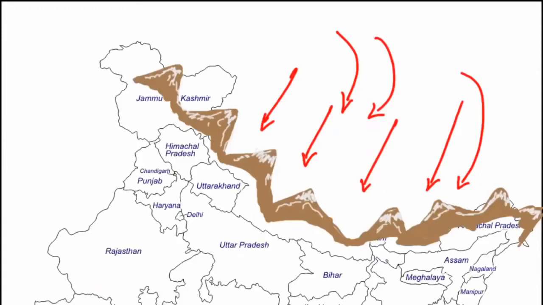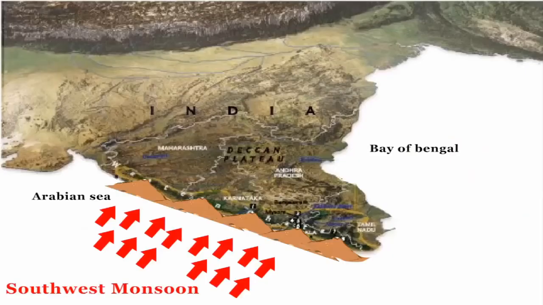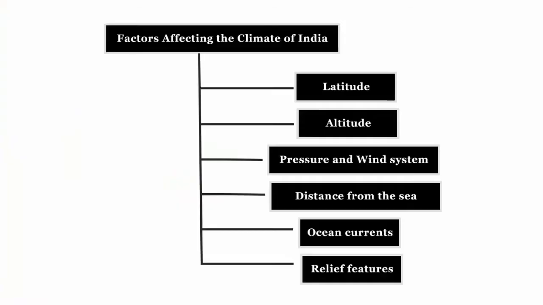It is also due to these mountains that precipitation takes place. One such example would be the mountains of the Western Ghats that lie in the path of the rain-bearing southwest monsoon winds. So these were the six factors that affect the climate of India, not just India, any place on earth.